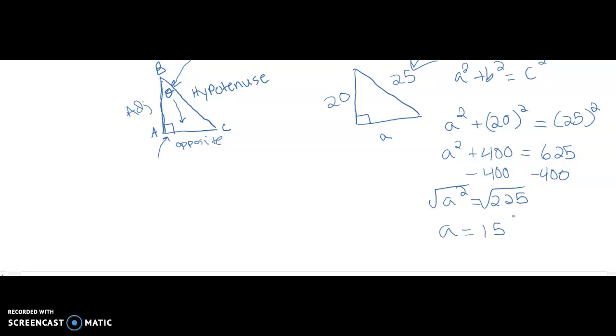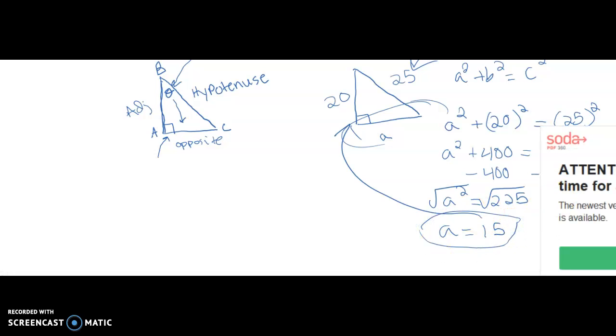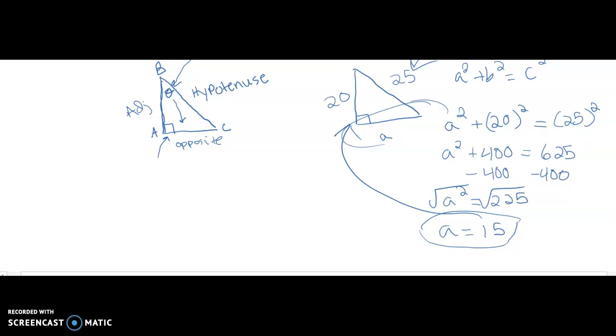Now in this case, when we take the square root, we don't really have to worry about plus or minus here, because we can never have a negative side, right? That doesn't make sense. So we're always going to take the positive. So here we just solve for a, which is 15.